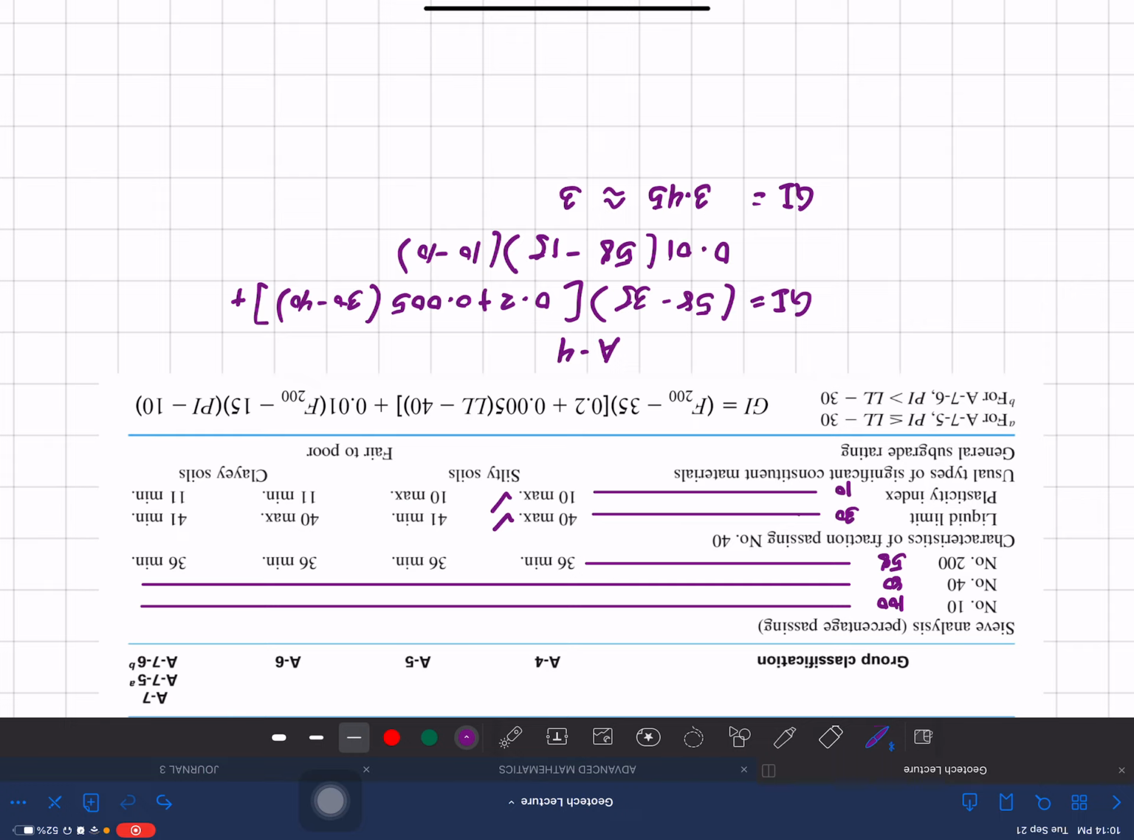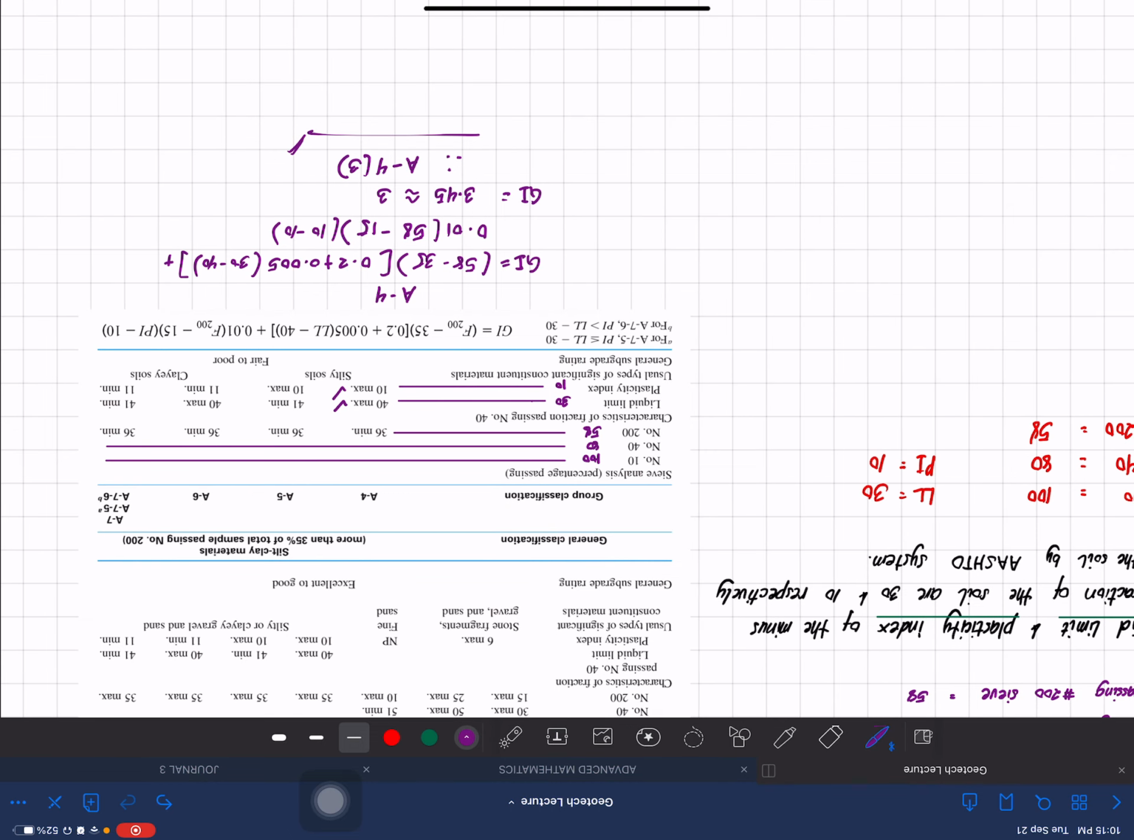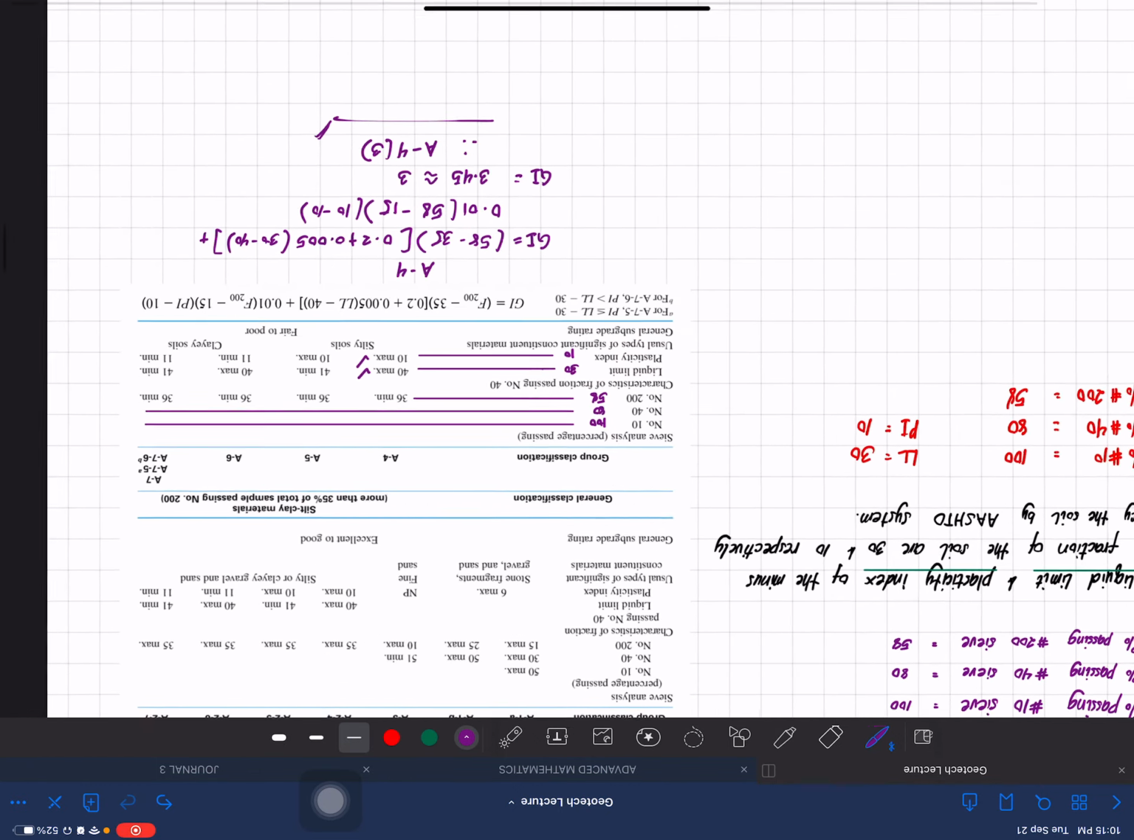So, what is now the classification of the soil? That is A dash 4 and then open and close parentheses 3. So, this will now be your soil classification. So, yun lang naman for AASHTO. Tabular method lang siya. Wala namang masyadong complicated na formula in here. So, I hope na-gets yan.